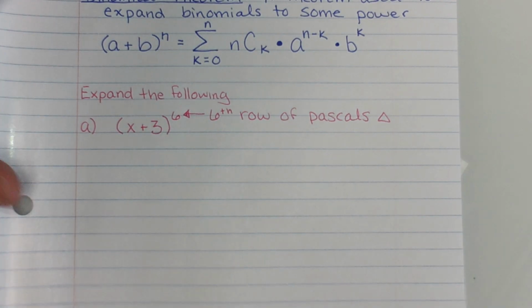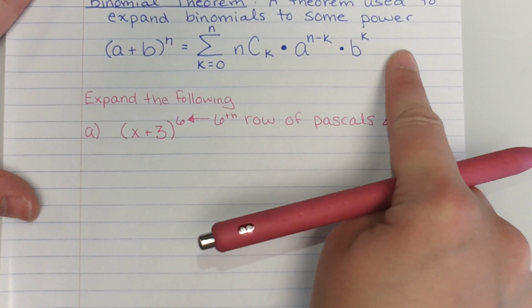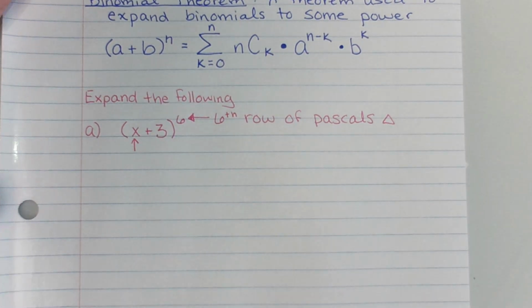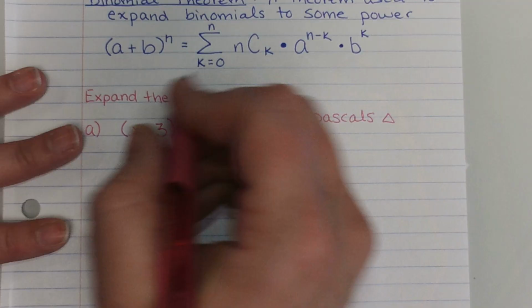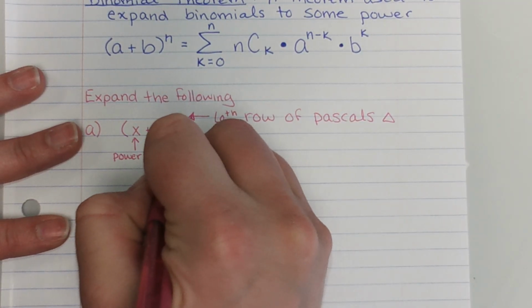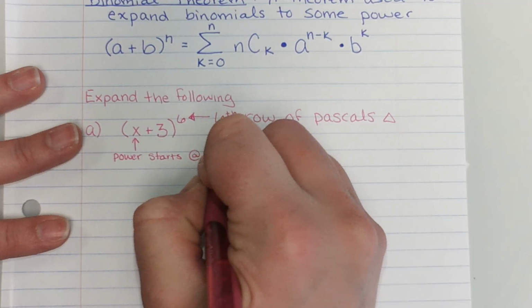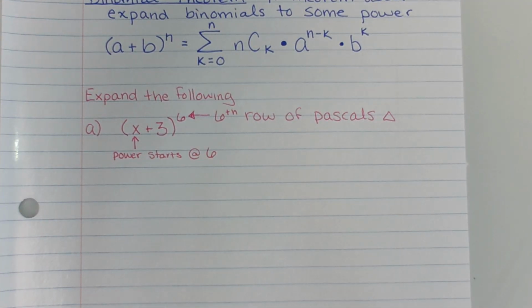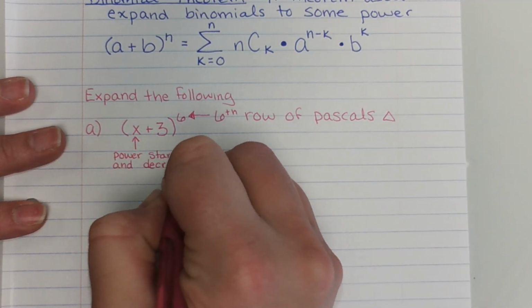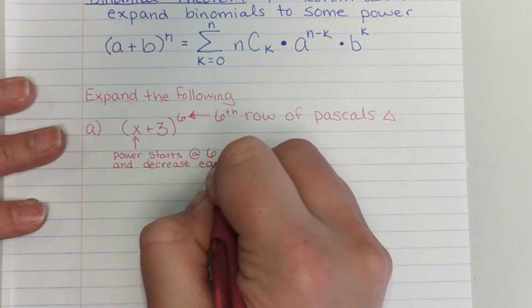Now, talking about this and this again. The first term, in this case, our first term in our binomial was just x. Its powers are going to start off at, in this case, 6, because that's the exponent, and decrease each term.